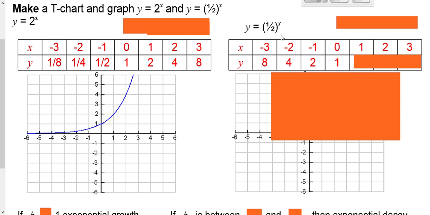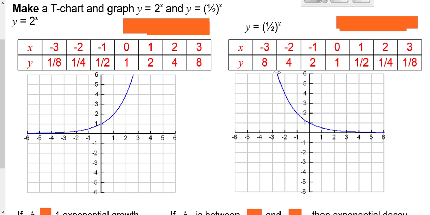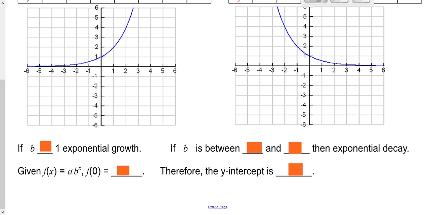Plug in 0. Anything to the 0 power is 1. Plug in 1, doesn't change it. Plug in 2, I'd have a 1/2 squared, which is a 4th. Plug in 3, and I get an 1/8. Now I can plot these. 3 to the left, up 8. 2 to the left, up 4, and so on. When I do that, I get this. Very, very similar shape, but just going in the other direction. These are both referred to as exponential functions.